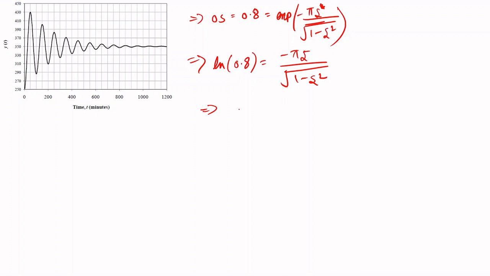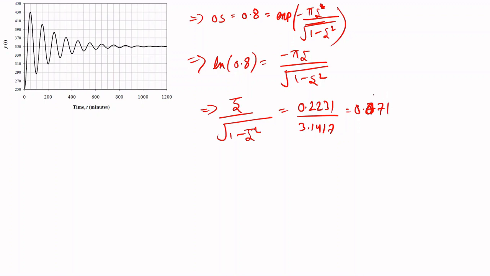In this we can write it as zeta upon under root of 1 minus zeta square equals 0.2231 upon 3.1417. We can solve this and we will get it as 0.071. We can take the square on both the sides and it will become zeta square upon 1 minus zeta square is equal to 5.04 into 10 raised to minus 3.